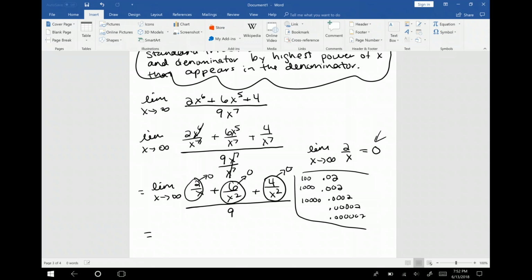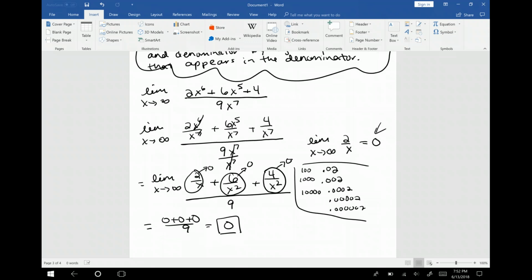So what is this limit going to be equal to then? We've got 0 plus 0 plus 0 over 9, so it'll be zero. So that's going to be equal to 0. So that limit is going to be equal to 0.